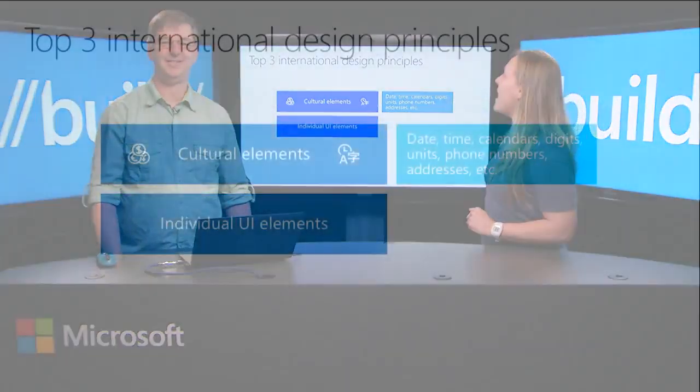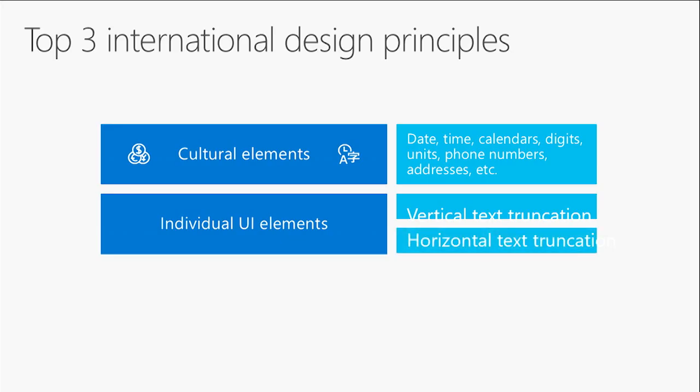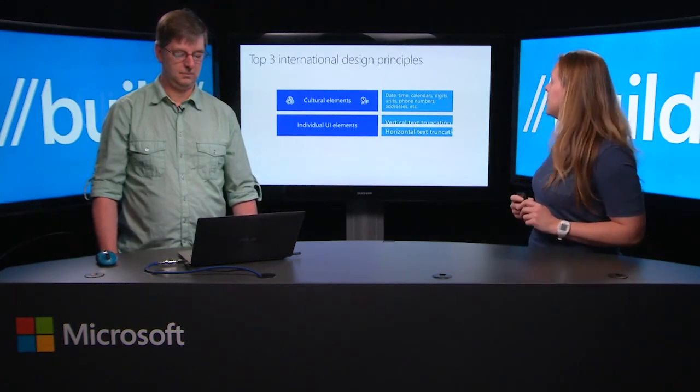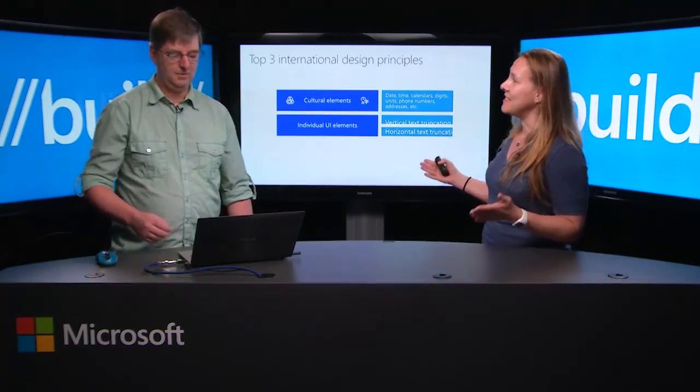Once you've taken into account those cultural elements, just think about where your strings are showing up. Think about those individual UI elements. Make sure your strings are going to show properly. Some scripts are going to have characters that are much taller, for example. And when you go from English to other languages, the translations tend to expand. So you need to make sure that the text is going to fit.